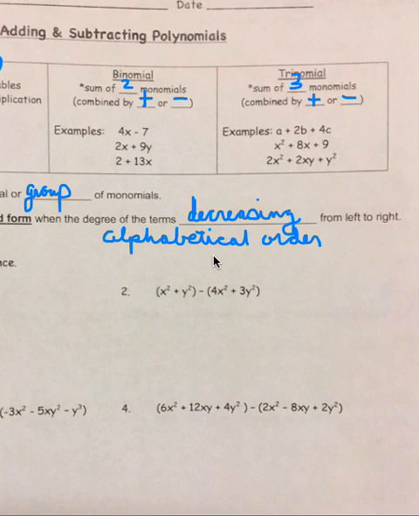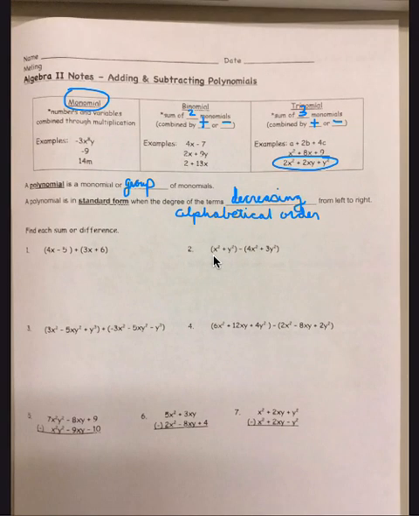Like up here where we had 2x squared plus 2xy plus y squared, that's alphabetical order. The x squared decreases to an x term, and then there's no x in the last one. That's why there's a y squared. Alright, so that's basically what you need to know. And now we're going to do some adding and subtracting. We'll work some examples.